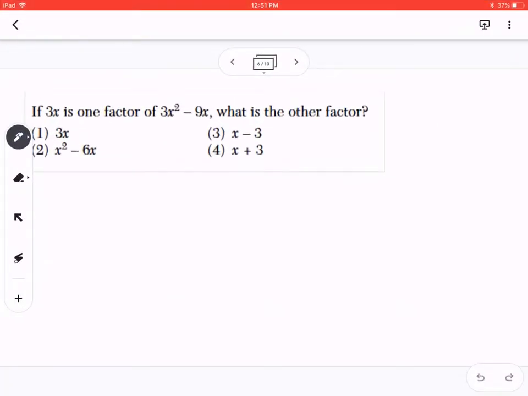Continuing on with our review for the factoring quiz. We're told that 3x is one of the factors of 3x squared minus 9x. We need to know what the other factor is.